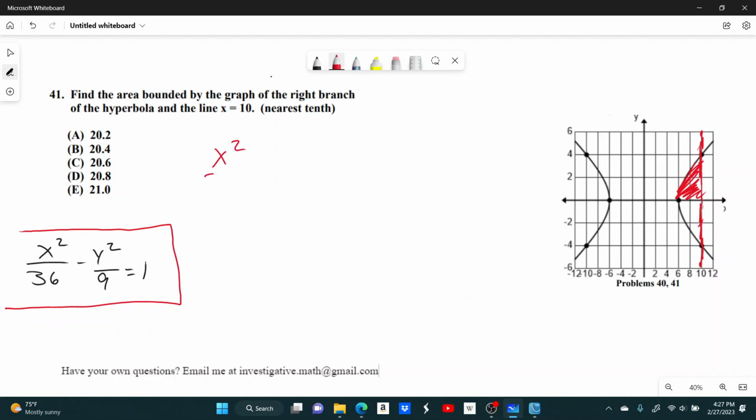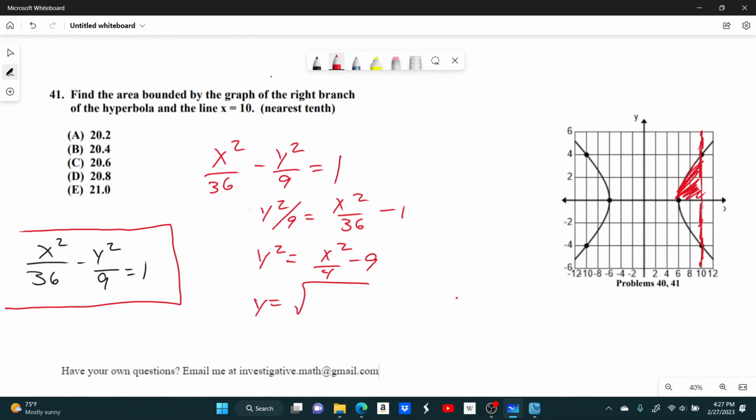So we have x squared over 36 minus y squared over 9 equals 1. Right? So we'll get, let's see, y squared over 9 will then equal x squared over 36 minus 1. So y squared equals x squared over 4 minus 9. And then solving for y finally gives us the square root of x squared over 4 minus 9.